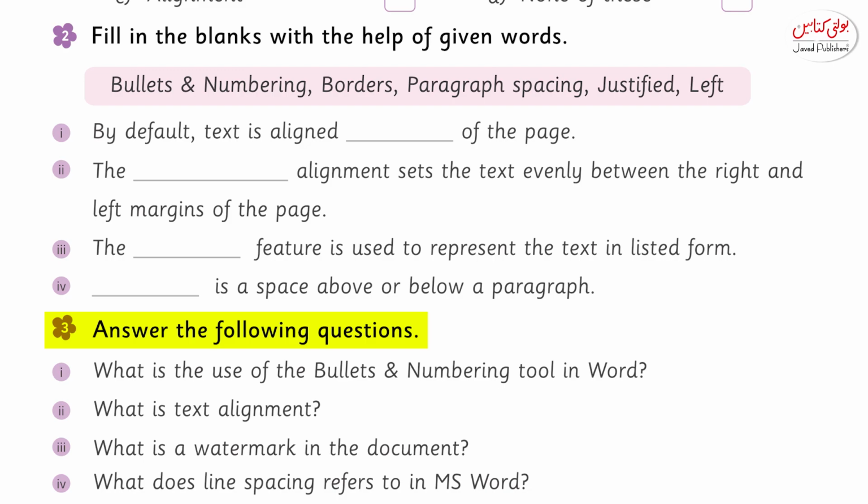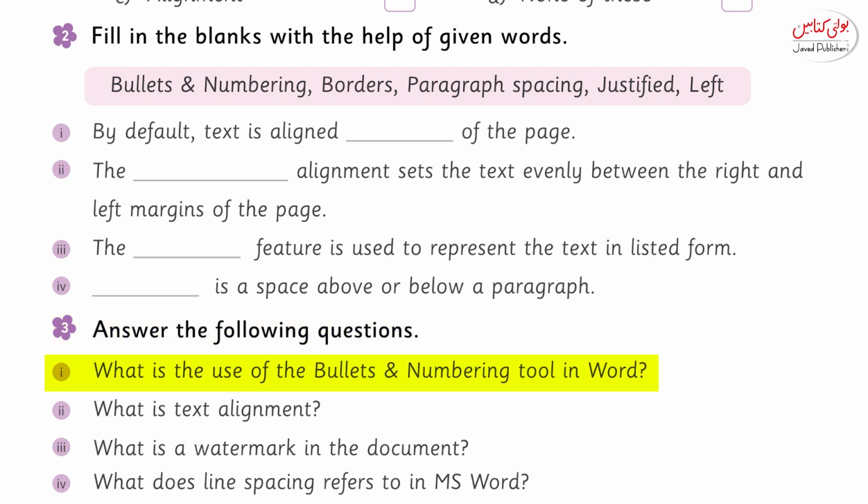Question number 3. Answer the following question. What is the use of bullets and numbering tool in Word? The bullets and numbering feature is used to represent the text in listed form.